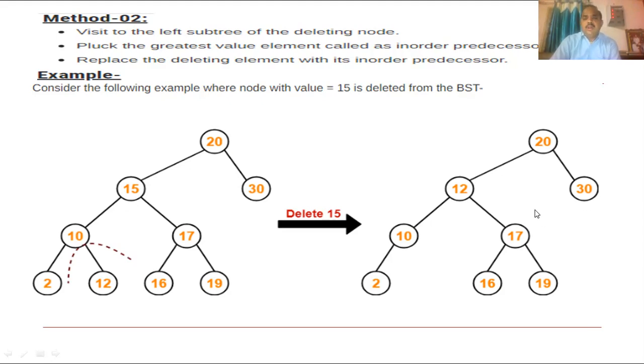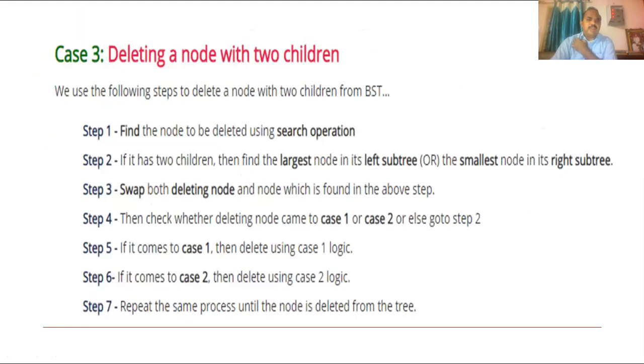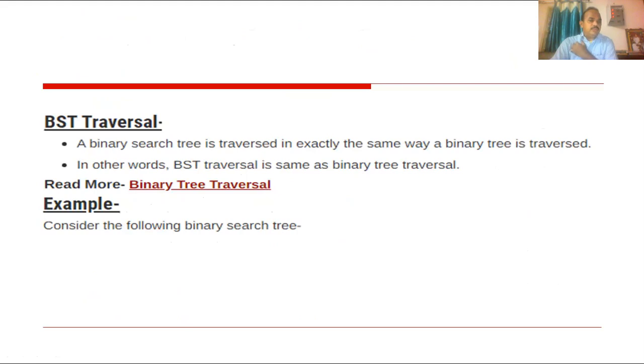Then this is the output tree. The next one we already discussed in the previous class: deleting a node with two children. Now binary search tree traversals. A binary search tree is traversed in exactly the same way a binary tree is traversed. In other words, binary search tree traversal is the same as binary tree traversal. So remember all of you, both are the same, no doubt.